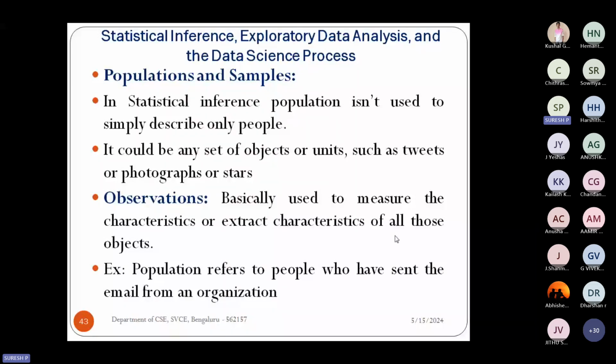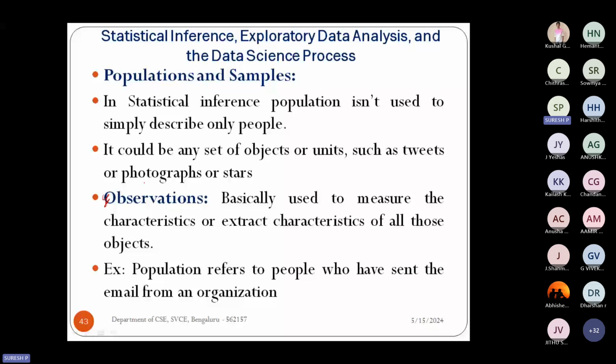Today we are going to discuss what we mean by population and samples with respect to the statistical inference we are going to make. When you specify the population here, it is not representing only people, it will not simply describe only the people. Population is whatever data you are going to take. It is not the people.